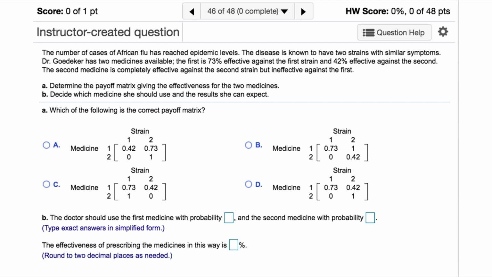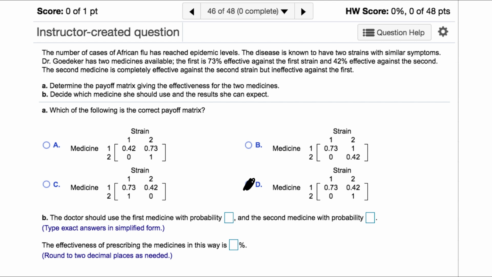All right, so that means our answer is either C or D here, because the first row of our matrix should be 0.73 and 0.42. And then let's see, the second medicine is completely effective against the second strain, so that should be a 1 in the second column, but ineffective against the first, so that should be a 0 in the first column. So D is our correct answer here. Our matrix should be 0.73, 0.42, 0, and 1.